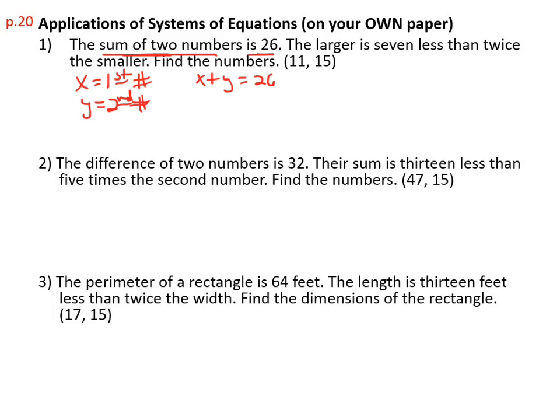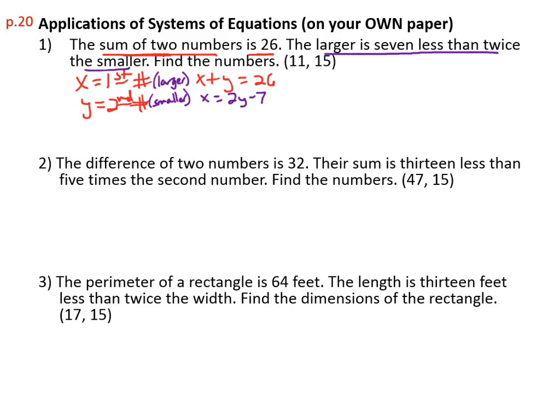Then for the second equation, they tell us that the larger is 7 less than twice the smaller. So if the larger number is 7 less than twice the smaller, then we can say, well, if the first one is the larger number and the second is going to be the smaller, we can be more specific with defining our variables. Then we can say that the larger number x is 7 less than twice the smaller. So we're going to subtract 7 from 2y, or the smaller number. So now we have our two equations.